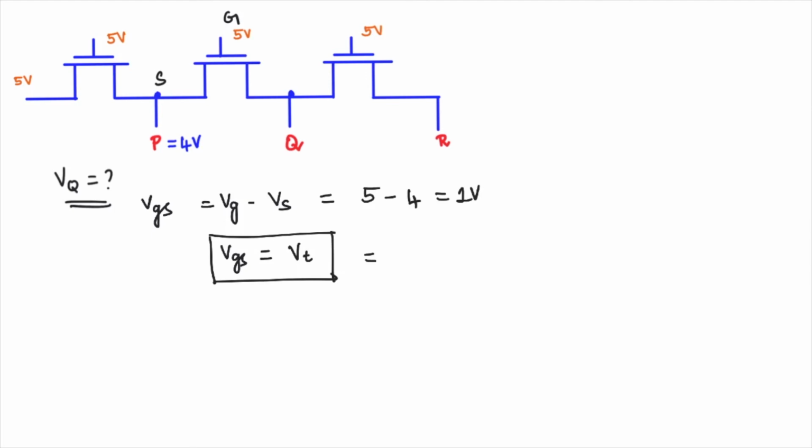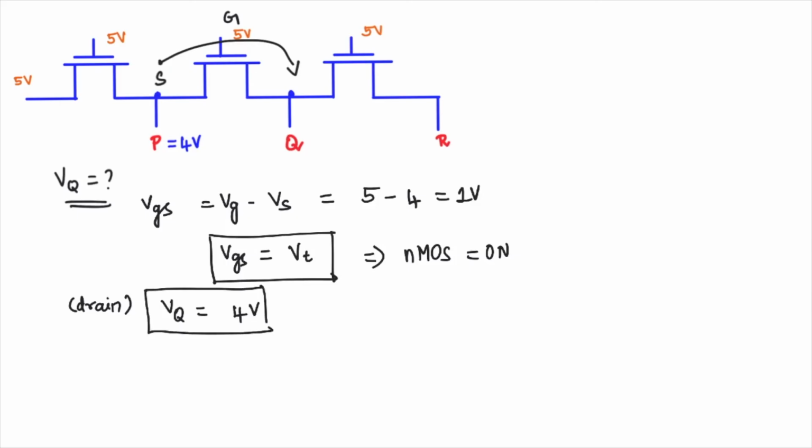So now what will happen? The NMOS transistor is going to turn on, and for VQ, this is the drain terminal output. If the transistor is on, the input present at the source terminal will be passed to the drain terminal. What is there at the input? We have 4 volts of VP. So therefore the output VQ is also 4 volts.